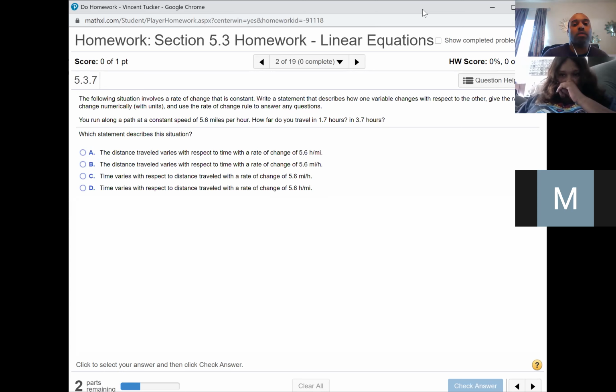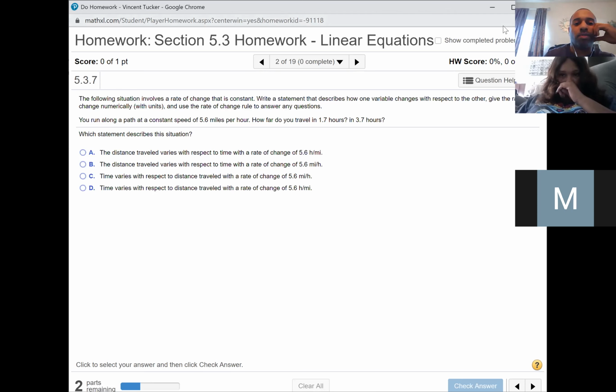Rate of change is the slope. We talked about that last class. That is constant. Write a statement that describes how one variable changes with respect to the other. Give the rate of change numerically and use the rate of change rule to answer any questions. So you run along a path at a constant speed of 5.6 miles per hour. How far do you travel in 1.7 hours and then in 3.7 hours?